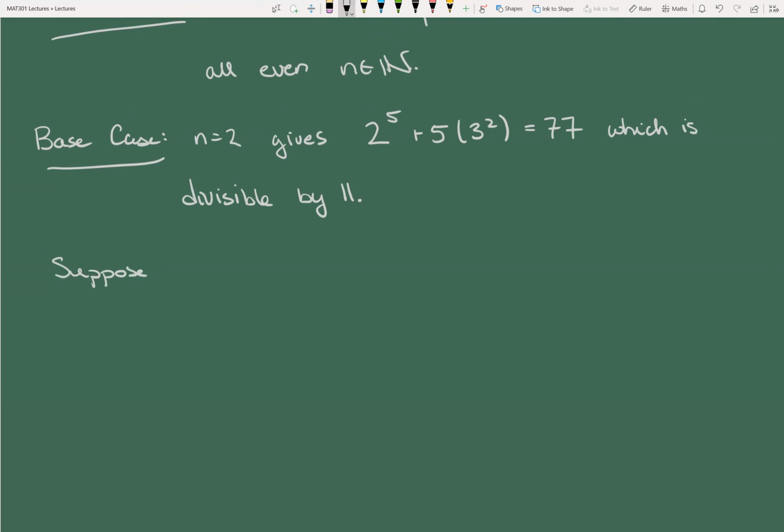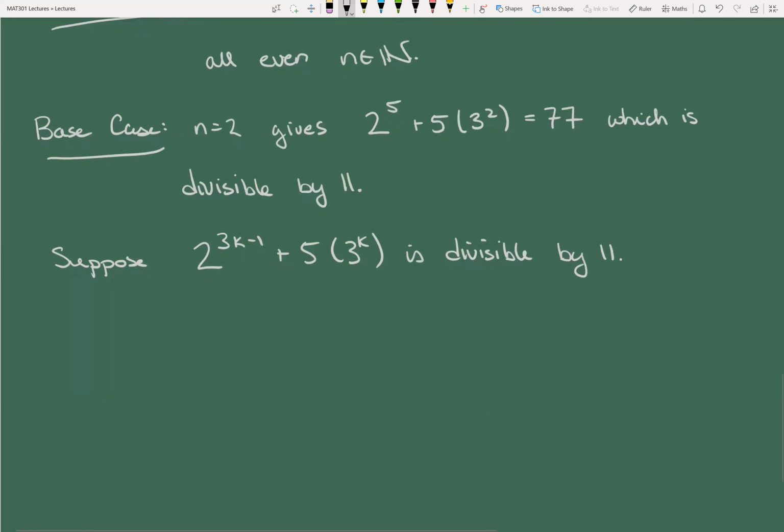Okay, let me just write down the induction hypothesis. So suppose 2 to the 3k minus 1 plus 5 times 3 to the k is divisible by 11. Right? And here's kind of how you do it. So, okay, here's what we're going to do. I'm going to plug in the next integer.